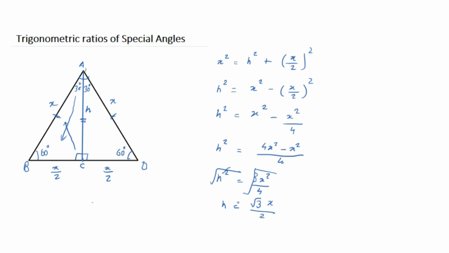So the height is going to be in the ratio of root 3 over 2 times x. Now obviously whenever we take a square root, it has to be both plus and minus, since the square of a negative number is also going to give you the same answer as the square of a positive number of the same magnitude. But in this case we cannot take the negative sign, since we are measuring distances, so obviously they cannot be negative.